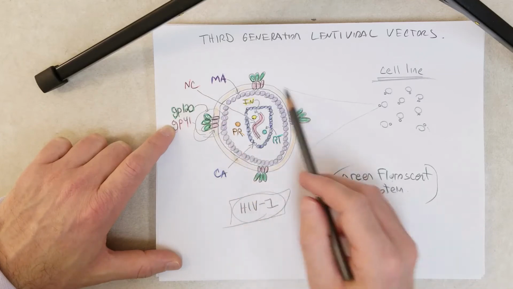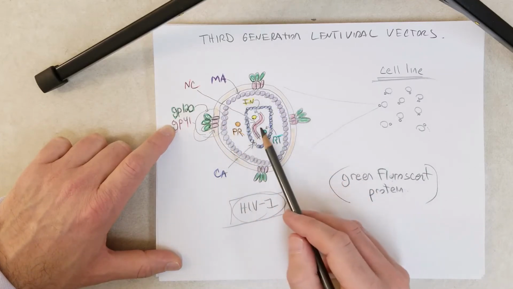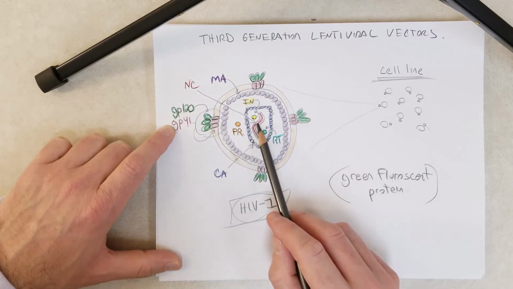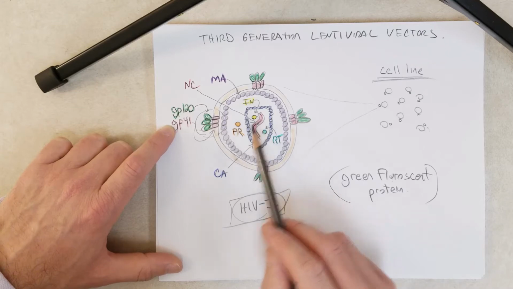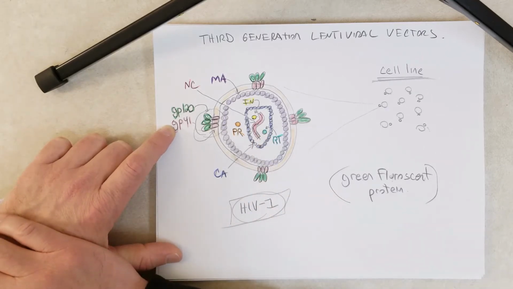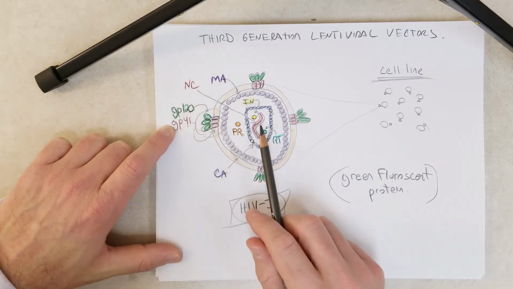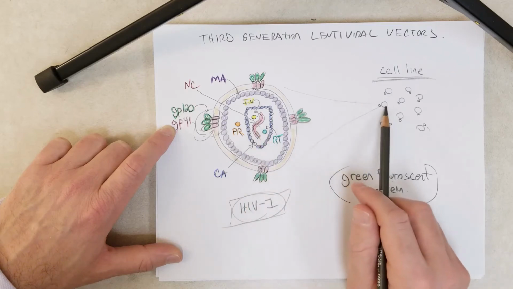Well, we could use this virus right here to do it if the GFP gene is inside this little RNA right here. If this RNA molecule has the coding sequences and the promoter elements and everything needed to express GFP in these cells.